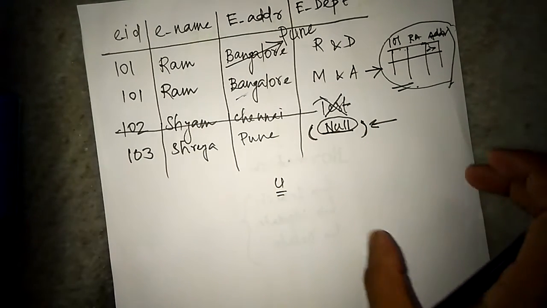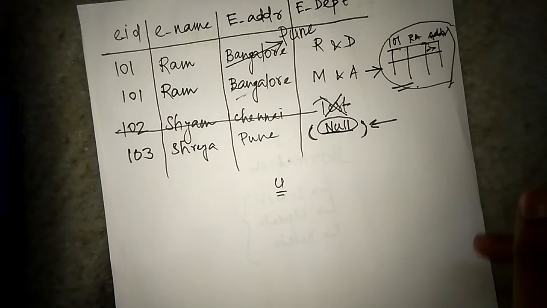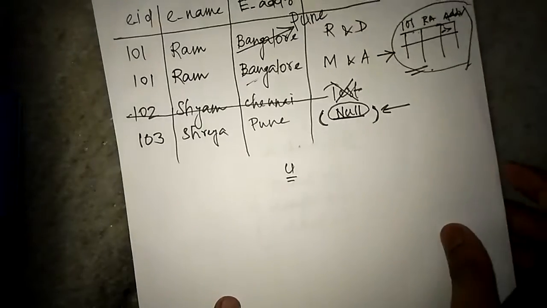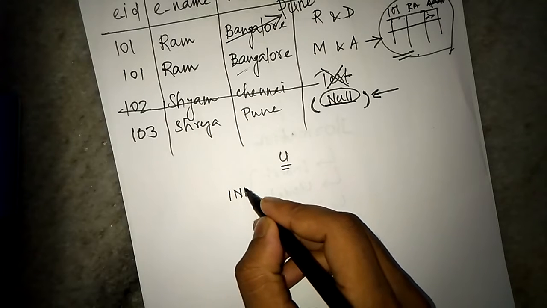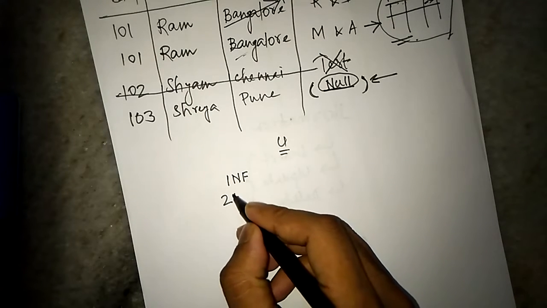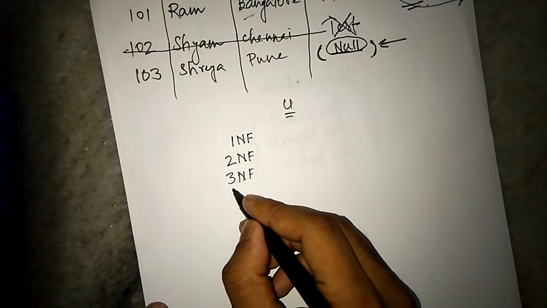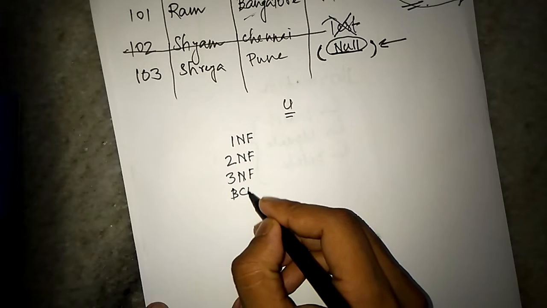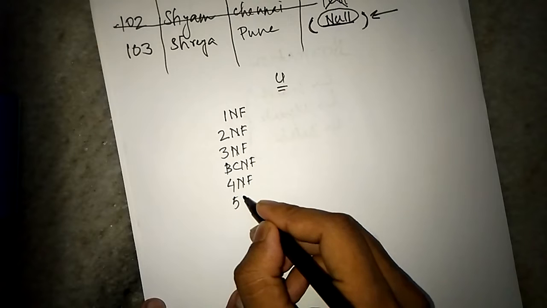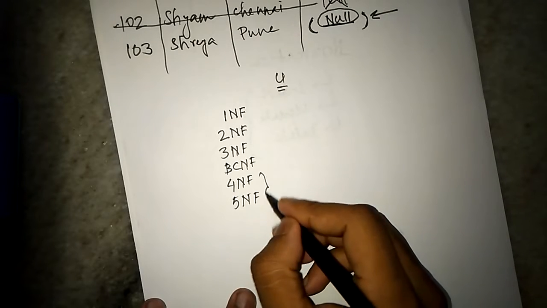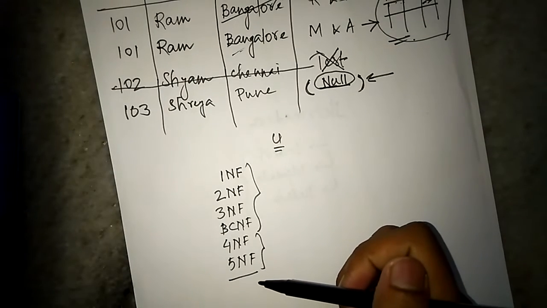To overcome these anomalies, we have to go into normalization. Now we will discuss normalization. Actually, there are 5 types of normalization. First is 1NF, 2NF, 3NF, BCNF, 4NF, and 5NF. But these 2 normalizations are not needed. We will discuss the first 4 normalizations.